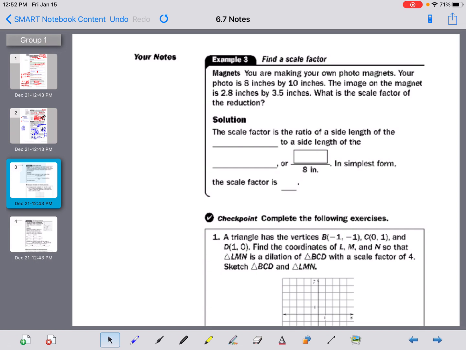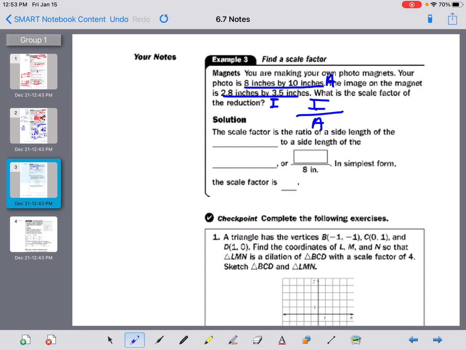Okay, so important as we do this, when we talk scale factors, that we do image over actual. We all need to stay in the same format, so we're going to work on this image over actual. So when I look at this, I started with my photo, which is 8 inches by 10 inches. That is my actual, okay? Then I'm making a magnet out of it, and the magnet, which is smaller, is my image. So it's important to remember, I want image over actual, okay?